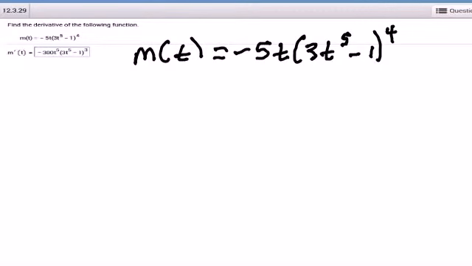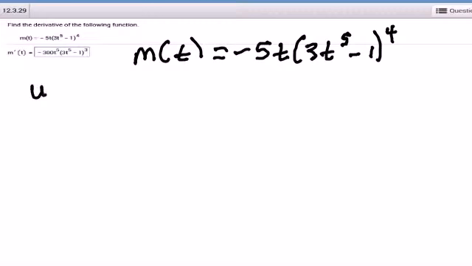Okay, this is section 12.3, question number 29, and it is find the derivative of the following function. So we have our function m of t equals negative 5t times the quantity 3t to the fifth minus 1 all to the fourth power. So we're going to be using product rule and a chain rule.